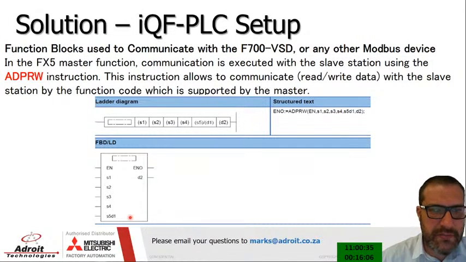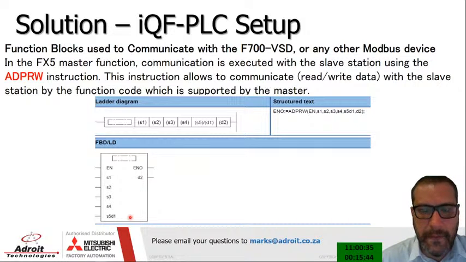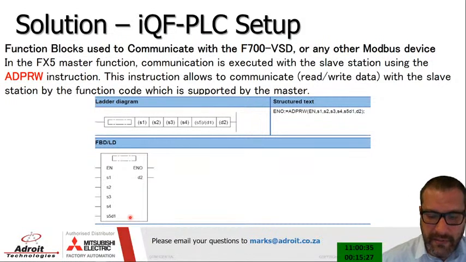Now you need to use a function block in order to communicate with this F700. Now that will be in your FDB ladder side of the program, or any other Modbus device. In the FX5U master function, communication is executed with the slave station using the ADPRW instruction. The nice thing about this instruction is it's a read-write instruction. So you can read and write to the slave station using the function code which is supported by the master. Remember, we spoke about the function codes earlier, 01, 02, 03. These are the function codes which they are speaking about over there.